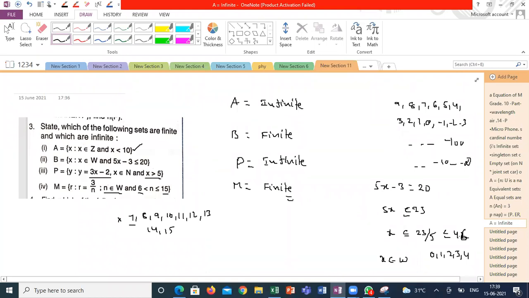Everyone can agree with these answers? Anyone having any confusion or doubt or any deviated answers? Shall I go for the fourth question? Guys, please. Yes, sir.